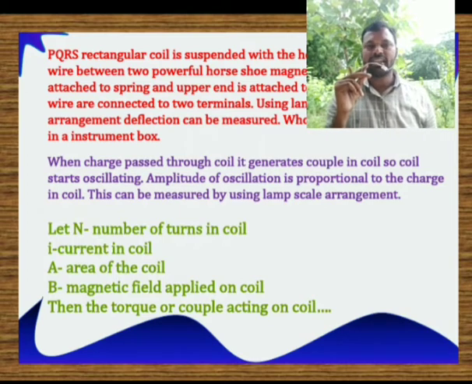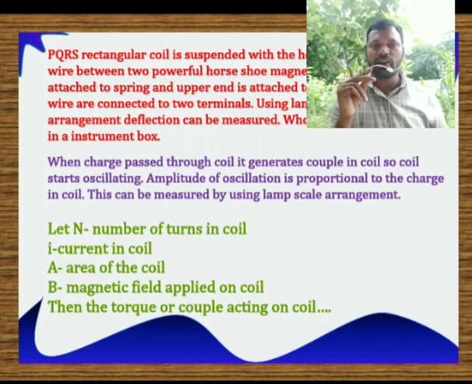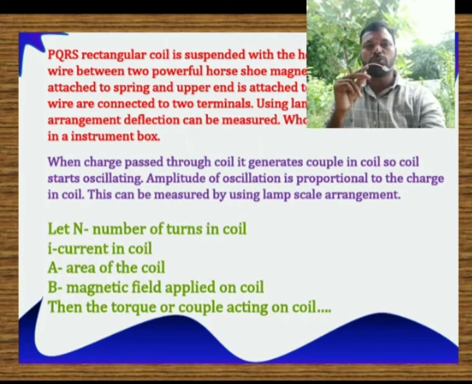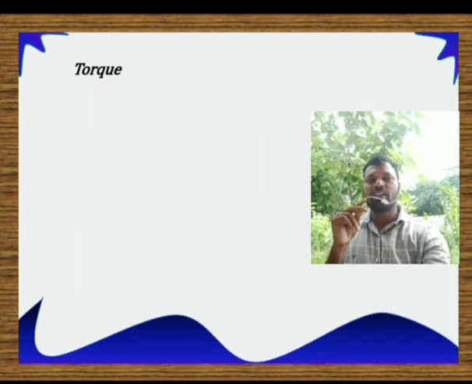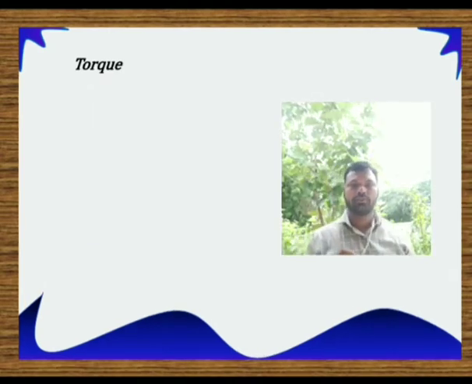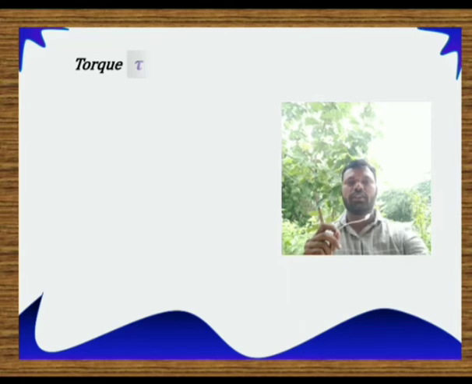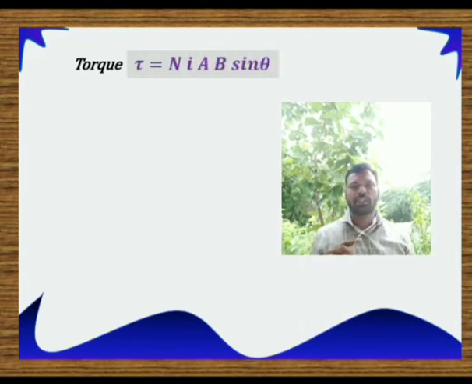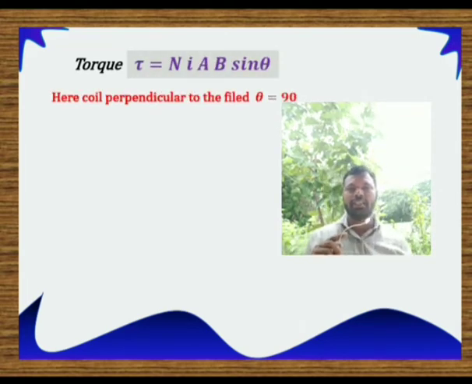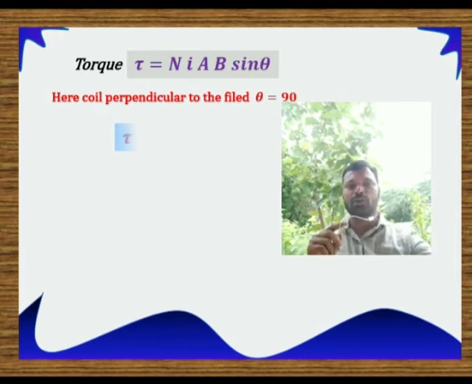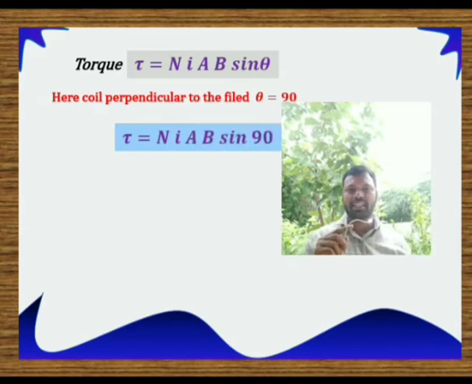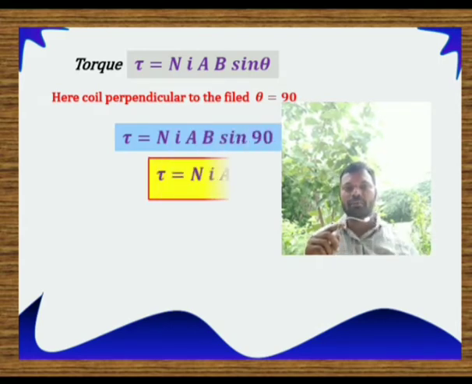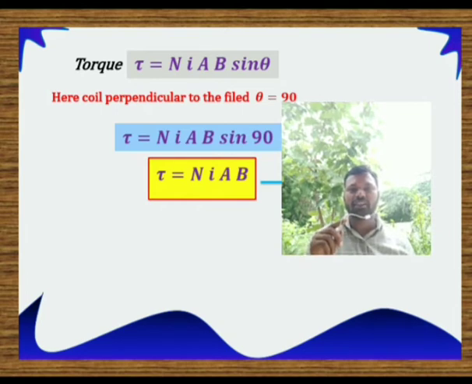Now, I said when current is passed through the rectangular coil, a torque acts on the coil. How much torque acts? The formula for the torque acting on the coil is tau equal to NIAB sin theta. But here, because of the horseshoe magnet, the rectangular coil is always perpendicular to the magnetic field. So theta becomes 90. Now tau is equal to NIAB sin 90, that becomes NIAB. This is the torque which is acting on the coil.